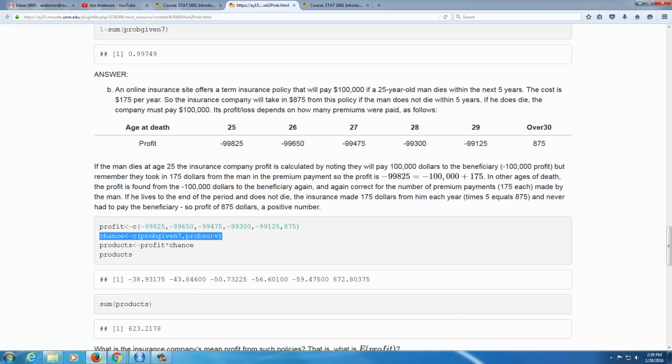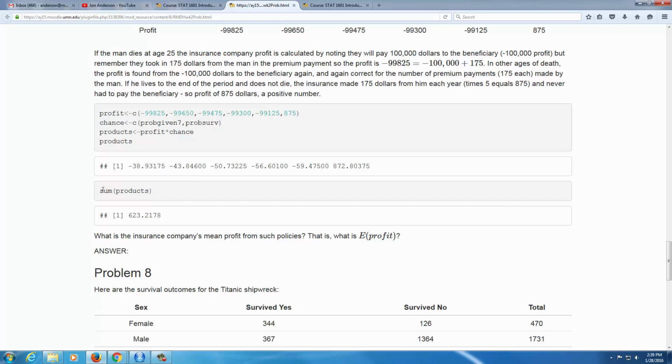To find the expected profit, you have to multiply the profits times their chances, put them in this products list like I did, and then sum up the products. Here is the expected profit for one life insurance policy of this nature for a 25-year-old man, and this value right here is the expected profit. Notice that it's a positive number. We expect that the insurance company is going to make money on this life insurance policy.